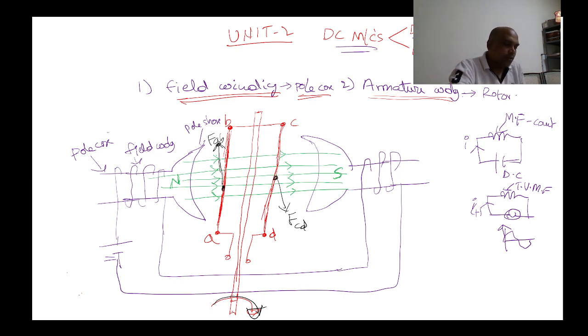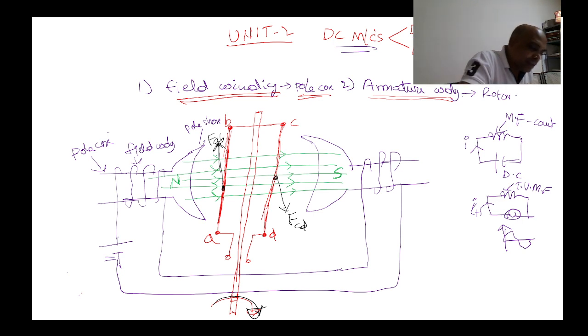Here a constant magnetic field can be obtained with the field winding, and if you apply mechanical input on the conductors, the conductors are rotating. Now the rotating conductors are placed in a constant magnetic field. The conductors are varying with respect to space, but the magnetic field is stationary, constant. So the rotating conductors are placed in a constant magnetic field.